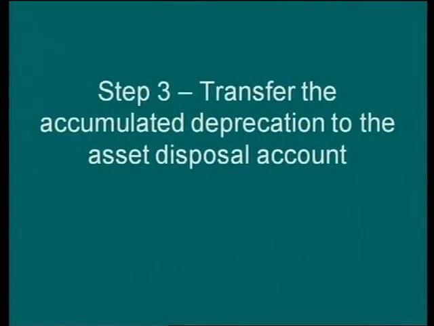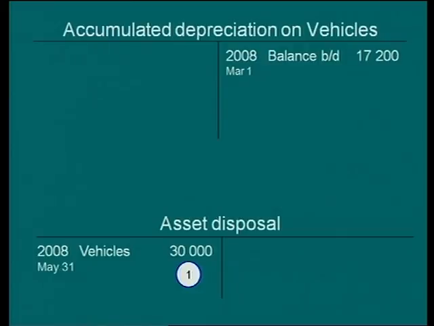Step 3 is transfer the accumulated depreciation to the asset disposal account. Okay, so there I have my accumulated depreciation account now. This was not asked for in your books. I just want to show you how we get that amount into the asset disposal account. So I have to show you the contra account.